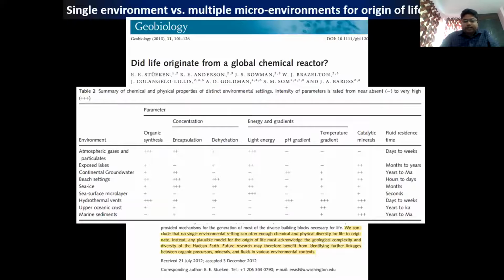And from that, they postulated, as we concluded in the last slide, that no single environmental setting can offer enough geochemical and physical diversity. There are multiple environments that gave rise to this ideal situation for the origin of life on Hadean Earth. And the most important thing they linked is that there is a great linkage between organic precursors, minerals, and fluid in these various environmental contexts. So that means mineralogy is important.